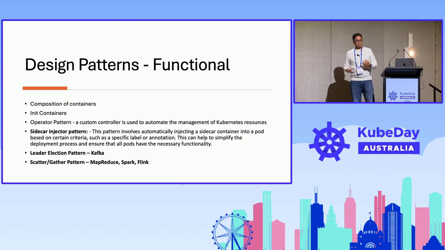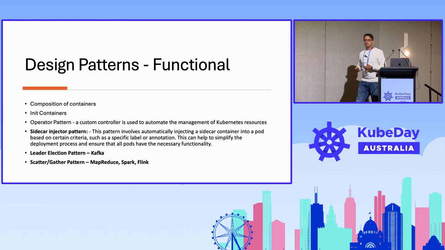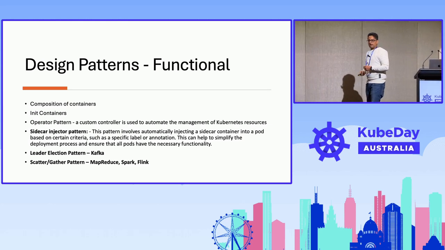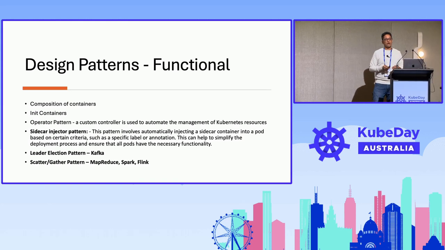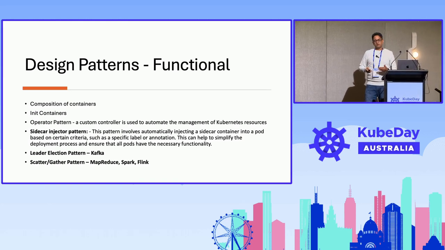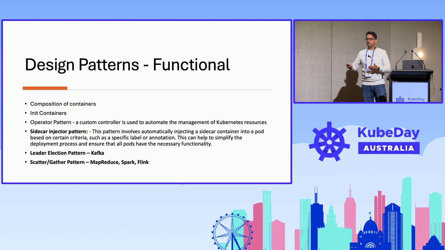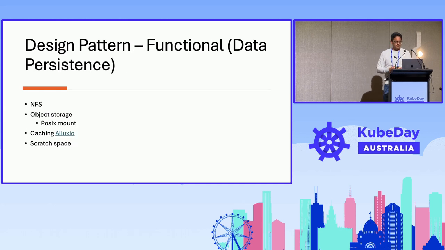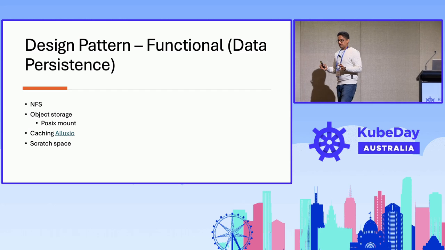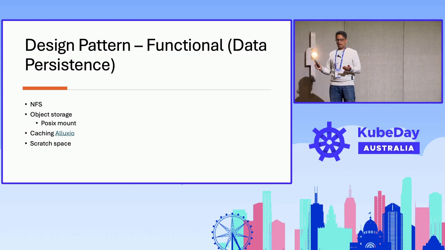There are other patterns which we have learned for offering, let's say, Kafka and Flink and Spark, which are primarily coming from derivative of the operator pattern. With the operator pattern, we are coming up with this leader election pattern or scatter and gather pattern. So storage is a very wide topic for managing your pipelines.